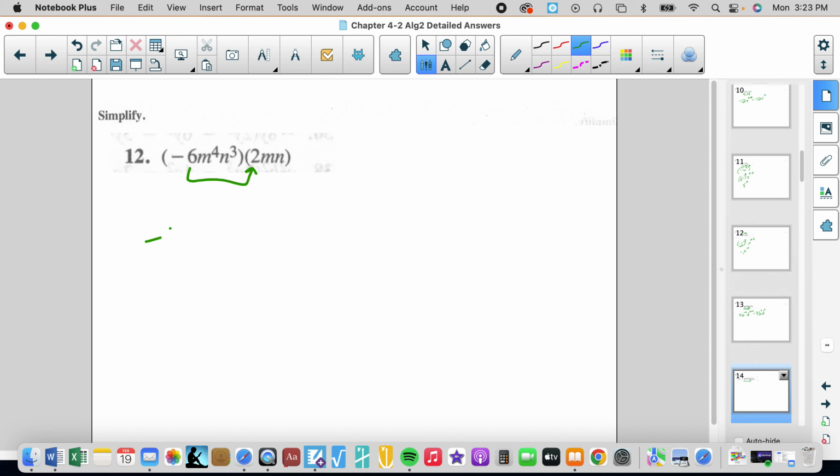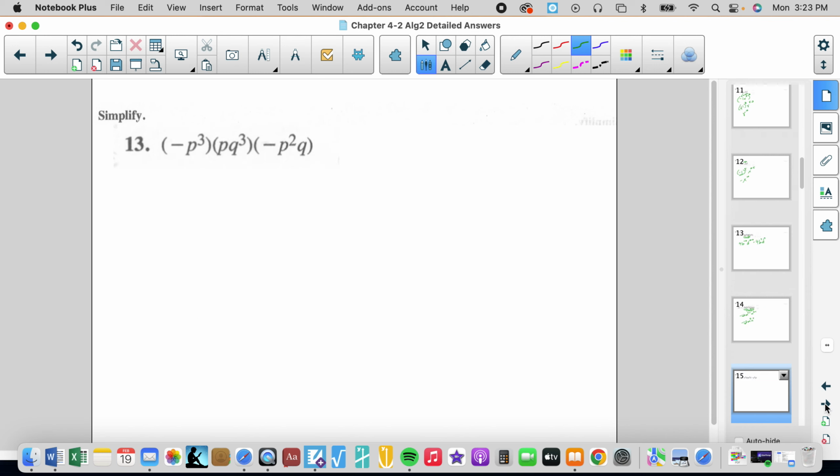Coefficients, -12, like variables being multiplied: m to the 4 plus 1, n to the 3rd plus 1, -12 m to the 5th, n to the 4th.